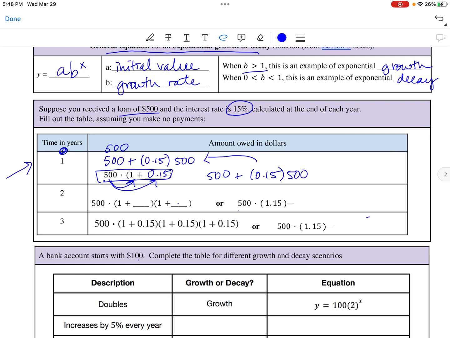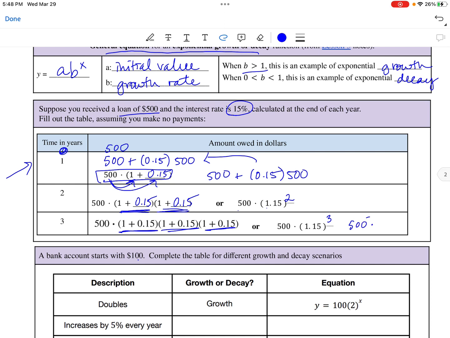Okay, so let's try it again. Now we have after 2 years. After 2 years, we have to do this twice, right? We have to take this new amount, find 15% of the new amount that you owe. And so the equivalent of that is actually multiplying it times 1.15 squared. So you're multiplying it twice because it's now 2 years of interest compounded on itself. After 3 years, it's the equivalent of multiplying 500 times 1 plus 0.15 3 times, or 1.15 to the third.